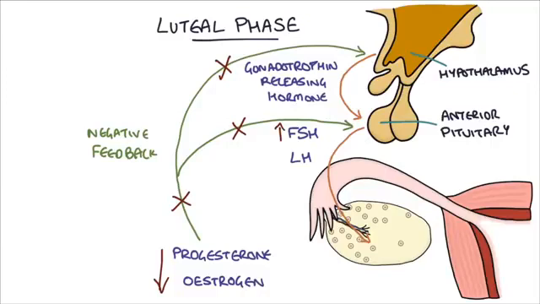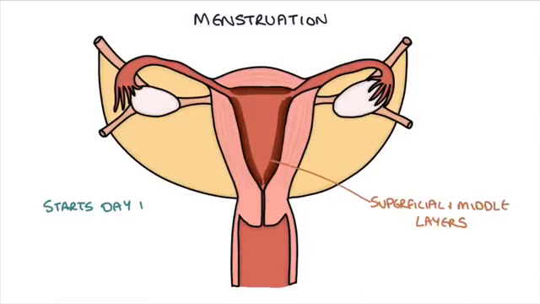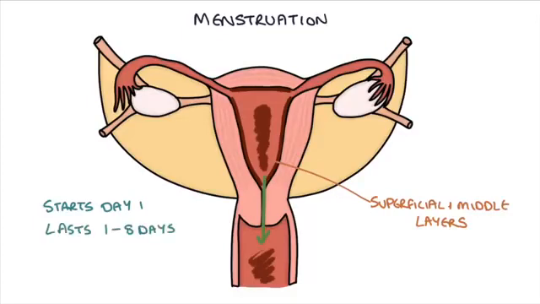The drop in estrogen and progesterone also causes the endometrium to break down and menstruation to occur. Now, menstruation starts from day 1 of the cycle, and menstruation is where the superficial and middle layers of the endometrium separate from the basal layer of the endometrium, and this tissue is broken down inside the uterus, and it's released through the cervix and the vagina. And this causes fluid containing blood to be released from the vagina, and that normally lasts between 1 and 8 days, and this is what we call a period.